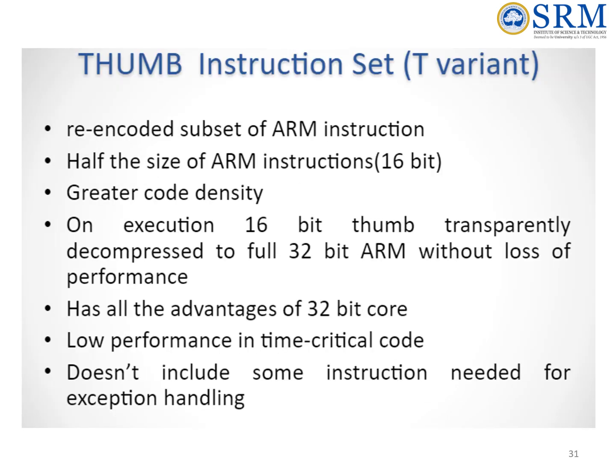The Thumb instruction set, the T variant, is a recoded subset of the ARM instruction set, half the size of ARM instructions, which is 16-bit, giving greater code density. On execution, 16-bit Thumb instructions are transparently decompressed to full 32-bit ARM without loss of performance. It has all the advantages of a 32-bit core, for low performance and time critical code.